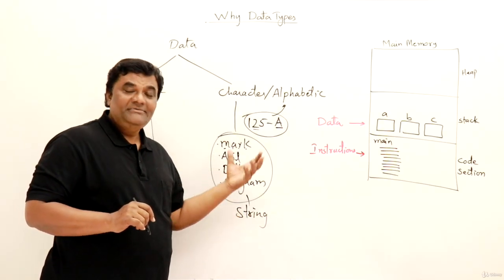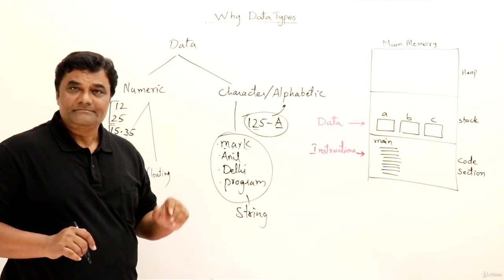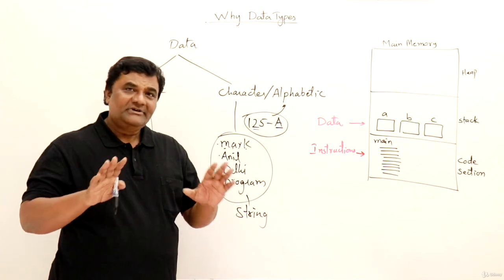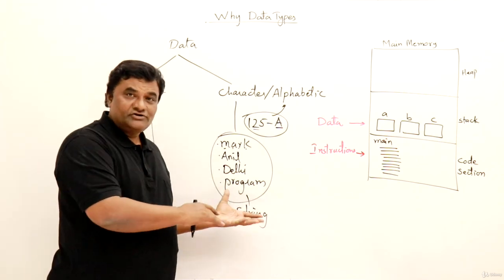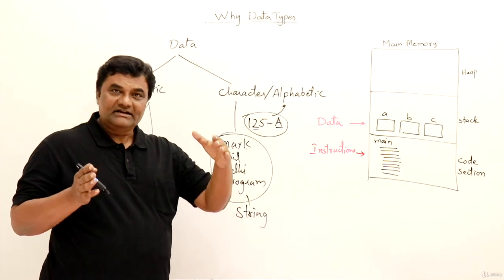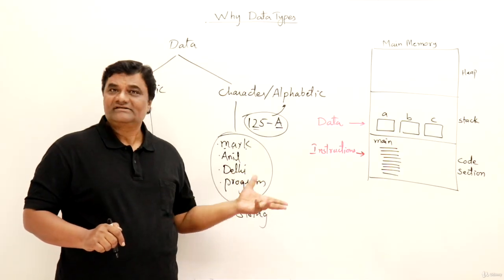So a string may be a name of a person, or a word, or any word from a dictionary, and so on. So this is represented as string. If I talk about programming languages, they support the character type also, and a collection of characters is nothing but a string. So individual characters and collections of characters, both are supported by languages. In C++ both are supported.